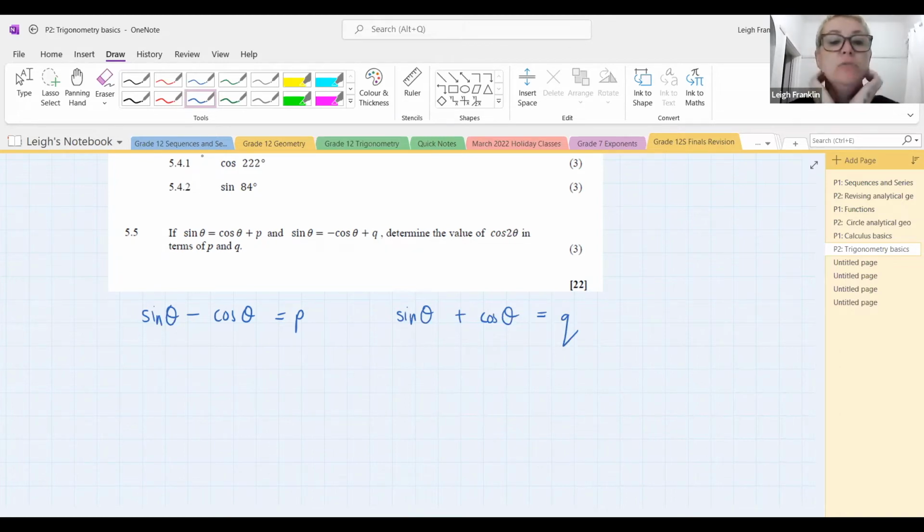No, because that's going to give us 2 sine theta. If we subtract them, same story.